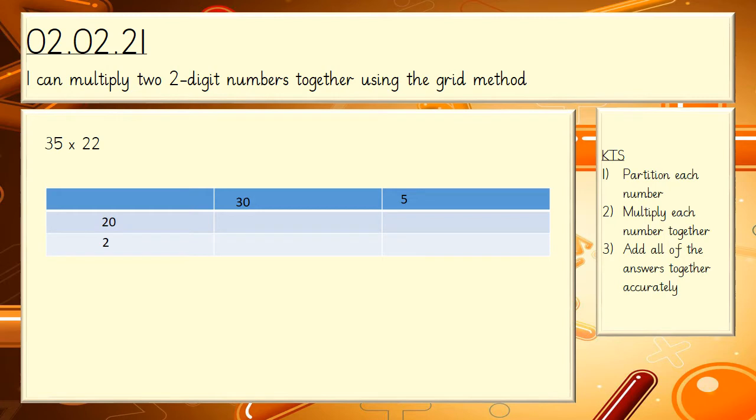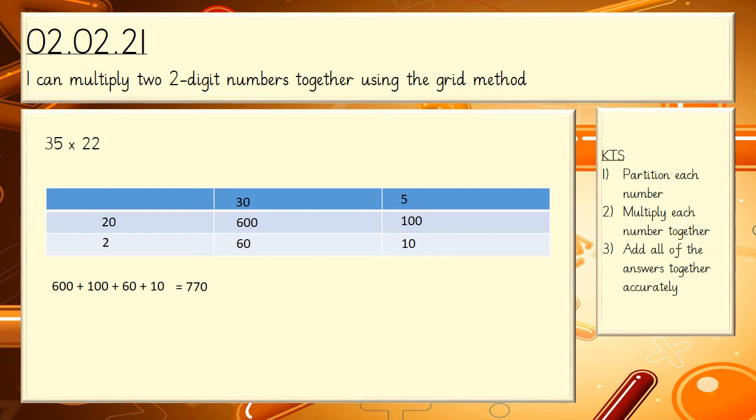Multiply all these together, so 20 multiplied by 30, that would be 2 times 3, which is 6, 2 zeros on the end, 600. Then 20 multiplied by 5, so 2 times 5 is 10, with the extra 0, 100. And then 30 multiplied by 2, which is 60, and then 2 times 5, which is 10. And now that I have those four answers, I can add those together, and I could use the column method to help me if I needed to, and that would be 770.